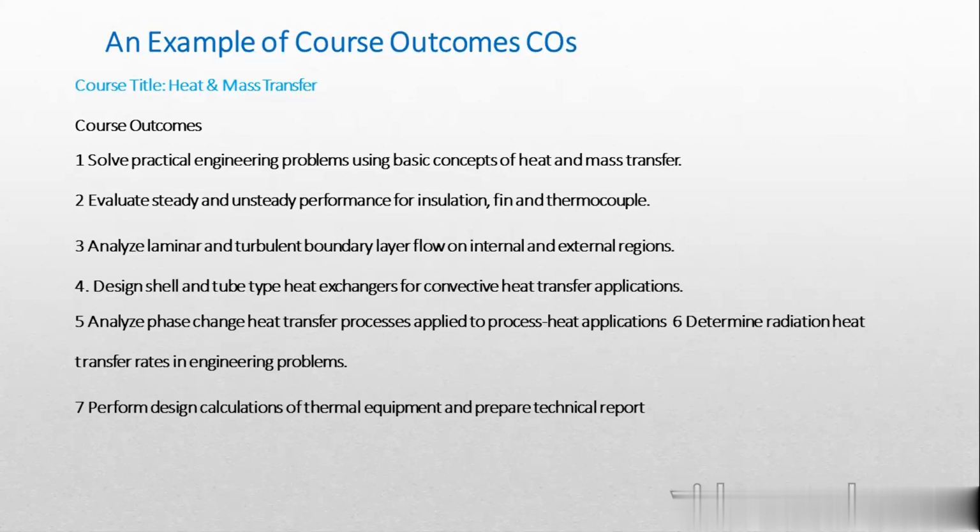Let us see how this CO-PO mapping is done. The CO-PO mapping has course outcomes in rows and POs in columns, and each element or cell of the matrix has values of 0, 1, 2, 3. That means we have CO1, CO2.